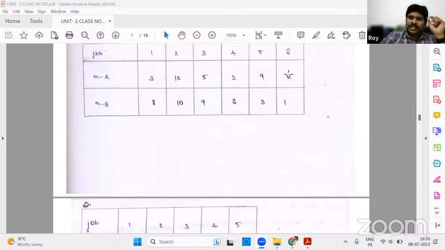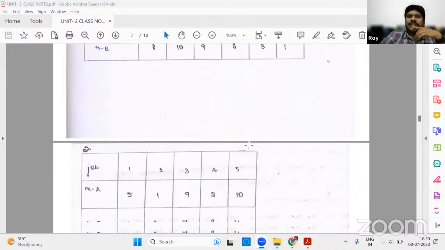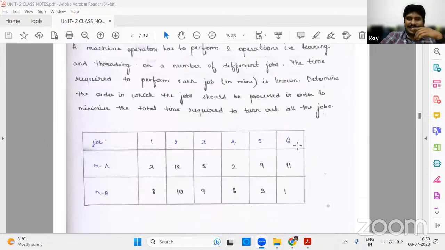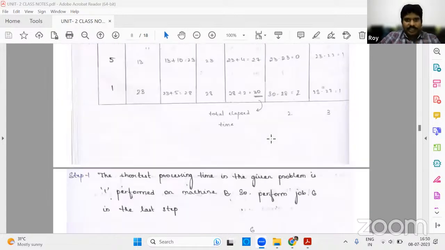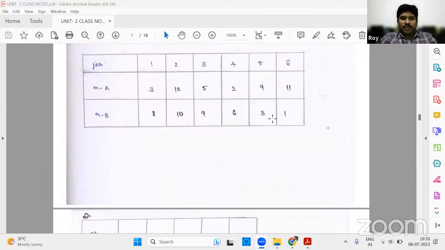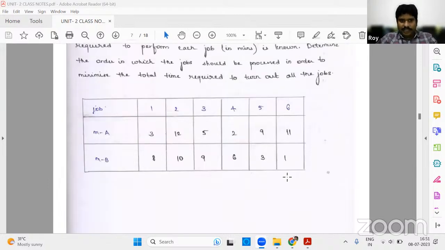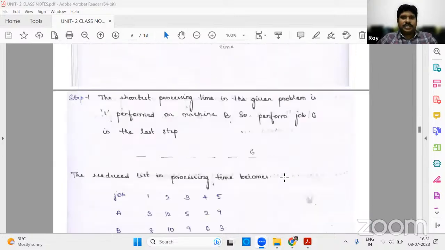If the same one belongs to mission A, you need to keep the job six in the first place, because this one has the least processing time. If one belongs to mission B, it has to be in the last place. Okay, is it clear? First point. Now this is already allotted, so cross this term out. Now see, this is how it will come.